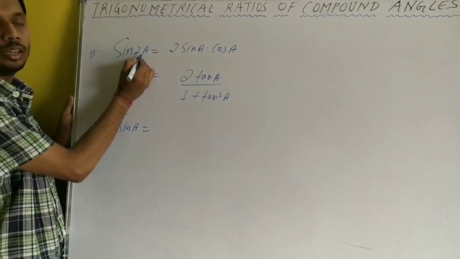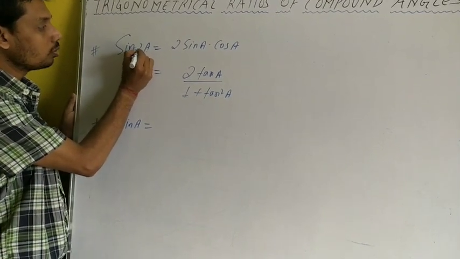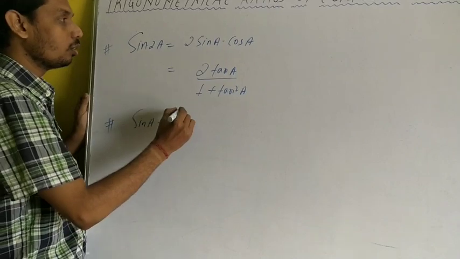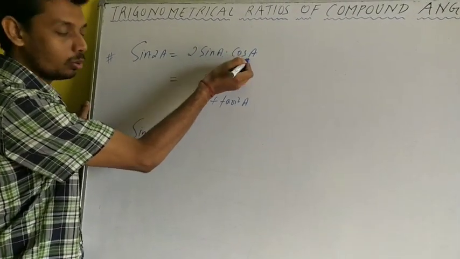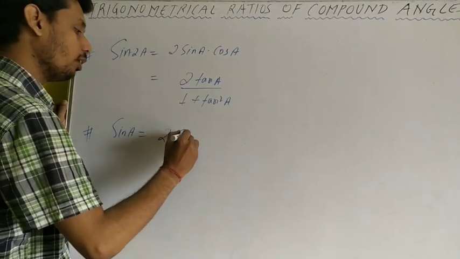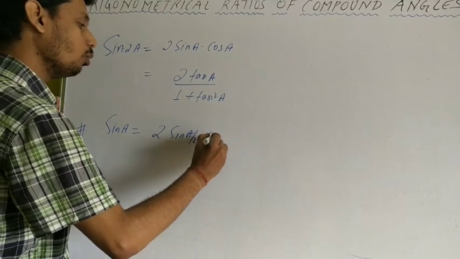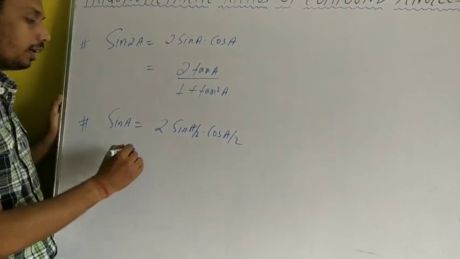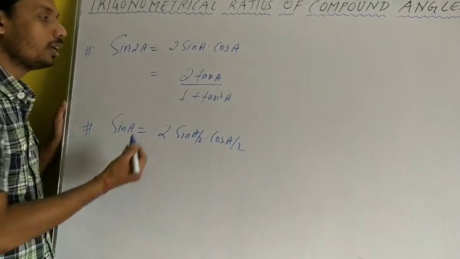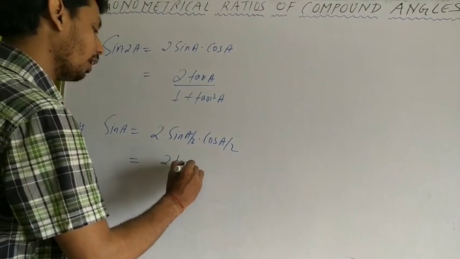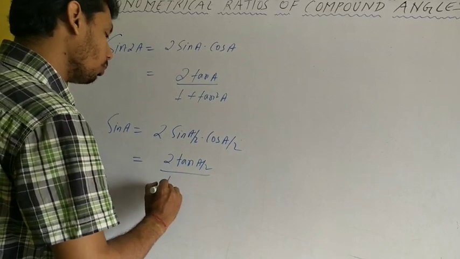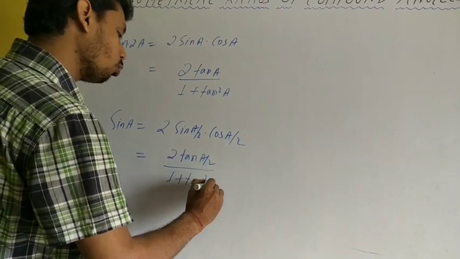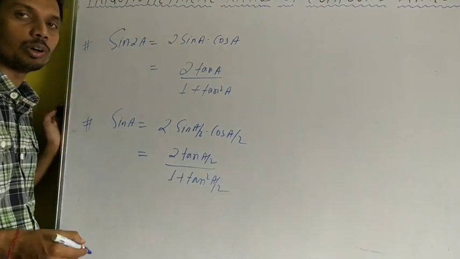If we divide this by 2, sine 2a by 2 becomes a by 2, so sine a will be equals to what? Twice of sine a by 2 into cos a by 2 in terms of sine and cos, and in terms of tan, this will be twice of tan a by 2 by 1 plus tan square a by 2. You learn all these formulas, okay.